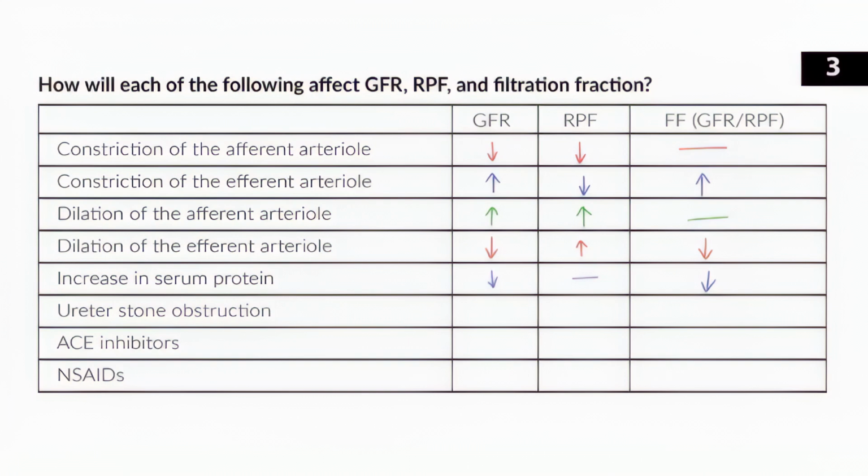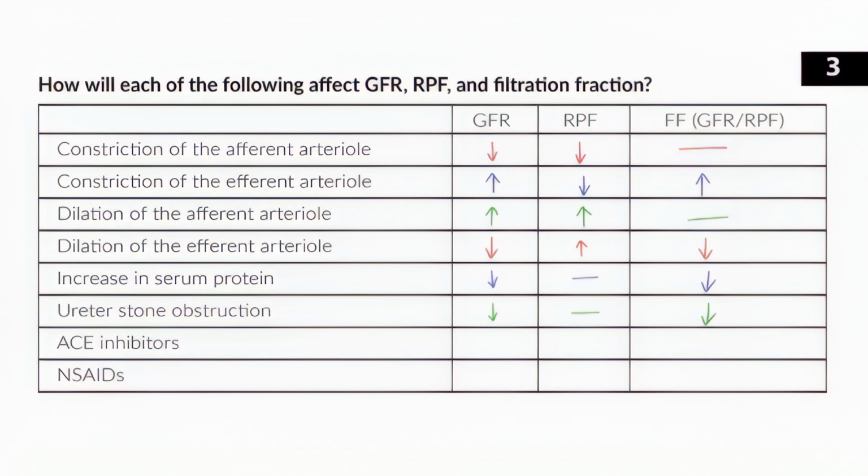Now, what about a ureter stone obstruction? So if you obstruct a ureter, then urine is going to back up into the kidneys and into the renal tubules. You're going to get a back pressure all the way up into the glomerulus. And if you can imagine a high hydrostatic pressure inside Bowman's capsule, that's going to favor blood staying in the capillaries rather than being filtered. So GFR will go down. Now the renal plasma flow won't change, so as a result, the filtration fraction will decrease.